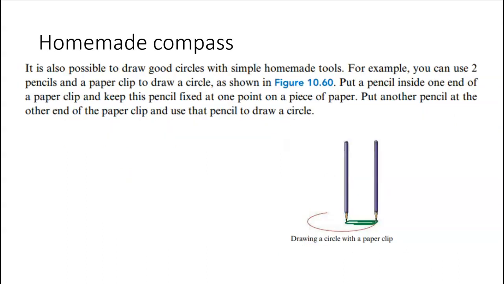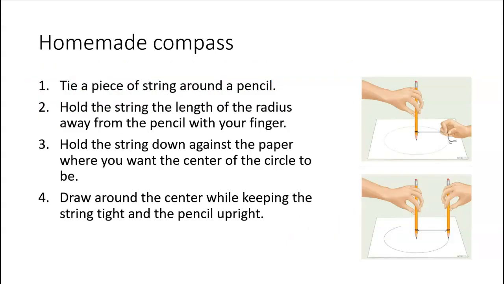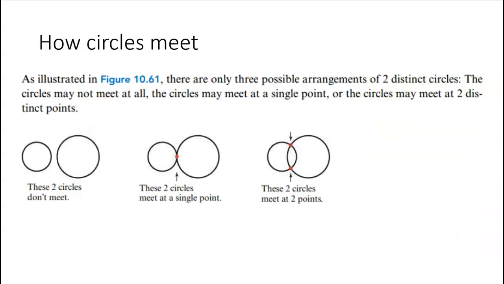You can make a compass at home with a paper clip. The only problem is that the paper clip is your radius. So if you want something that is not a paper clip distance, you can use 2 pencils with a string. You're probably going to have to make some circles at home, so I do recommend maybe making a homemade compass, but you can be the decider of that.